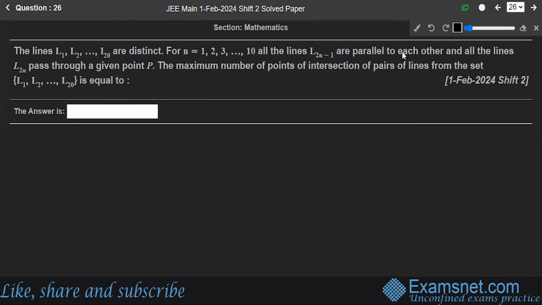Question number 26. The lines L1, L2 till L20 are distinct. For n equal to 1, 2, 3 till 10, all lines L2n minus 1 are parallel to each other and all the lines L2n pass through the given point P. The maximum number of points of intersection of pairs of lines from the set L1 till L20 is equal to... So here you are given that 10 lines are concurrent and the rest 10 are parallel lines.